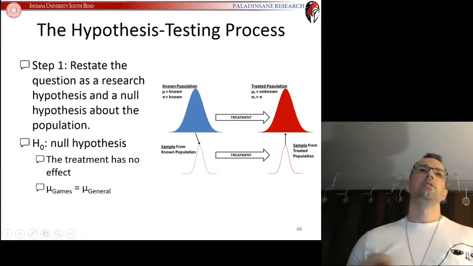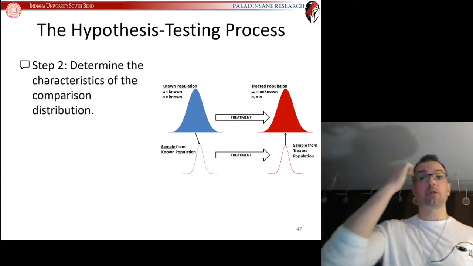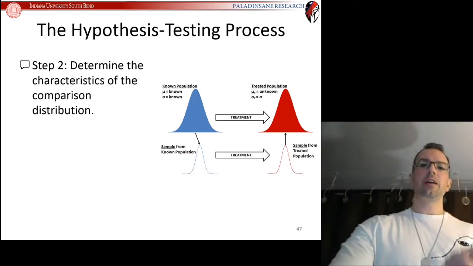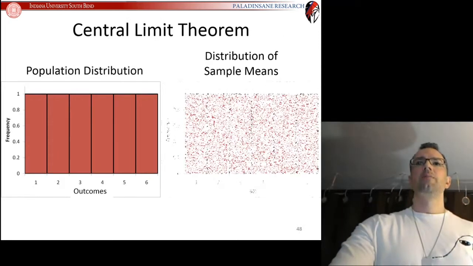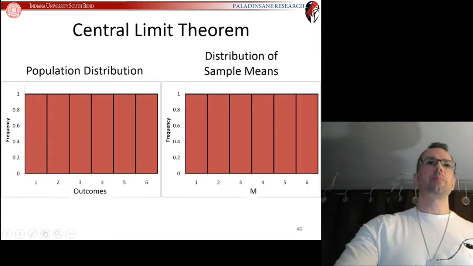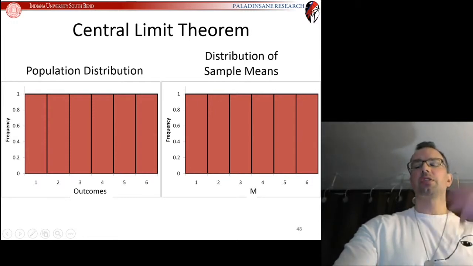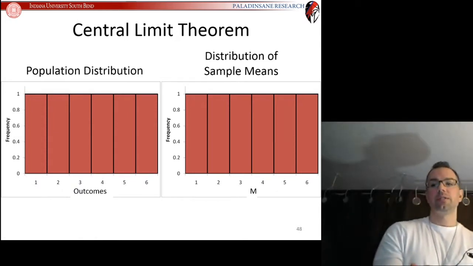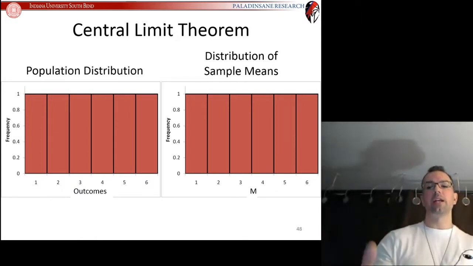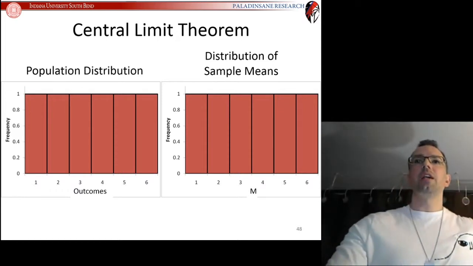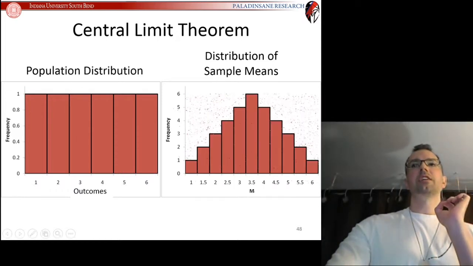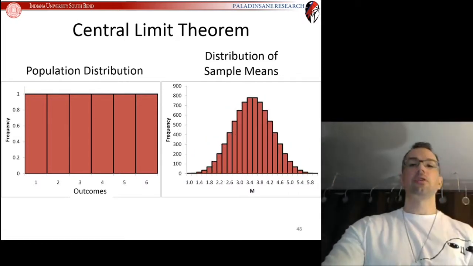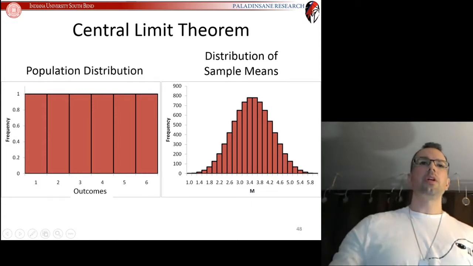Now we're ready to go on to step 2. So step 2, determine the characteristics of the comparison distribution. The most important thing to remember right now is that if you are dealing with a sample size of 1, your distribution of sample means is the same as your population distribution. That's why the textbook starts you off with a sample size of 1. We're going to jump right into dealing with samples, dealing with a more realistic situation. So we're dealing with a distribution of sample means that is different from the population distribution, and we see that because it changes as the size of your sample changes.